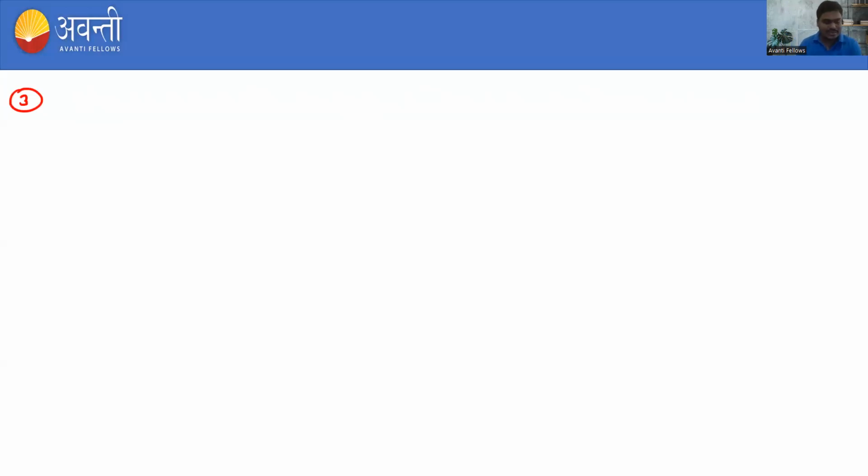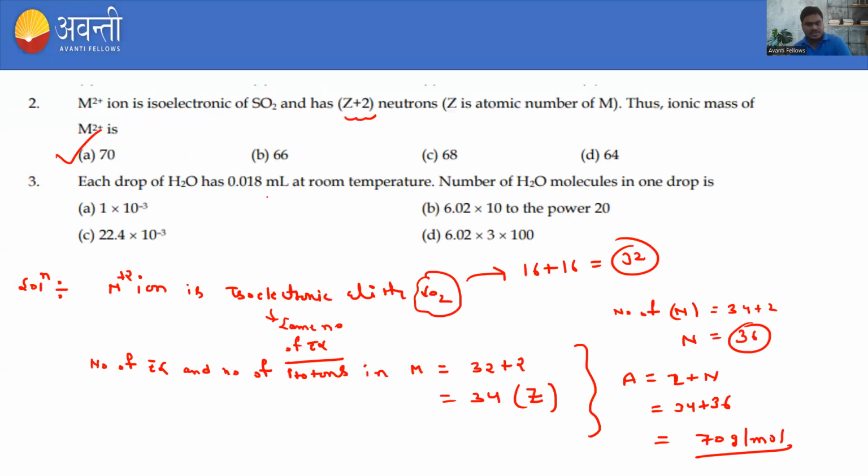So we all know the density of water is equal to 1 gram per milliliter. Now the volume is given. What is the volume? That is 0.018 ml, this is already given. In this question it is only 0.018, sorry.